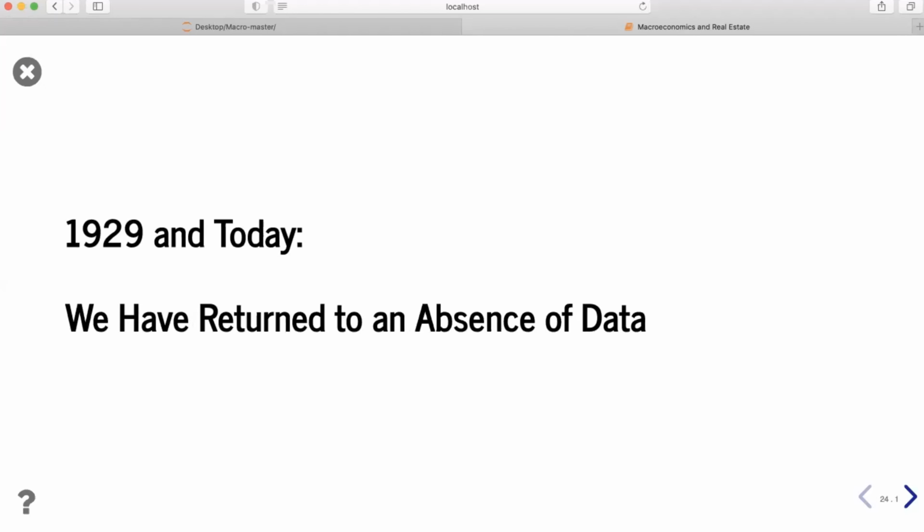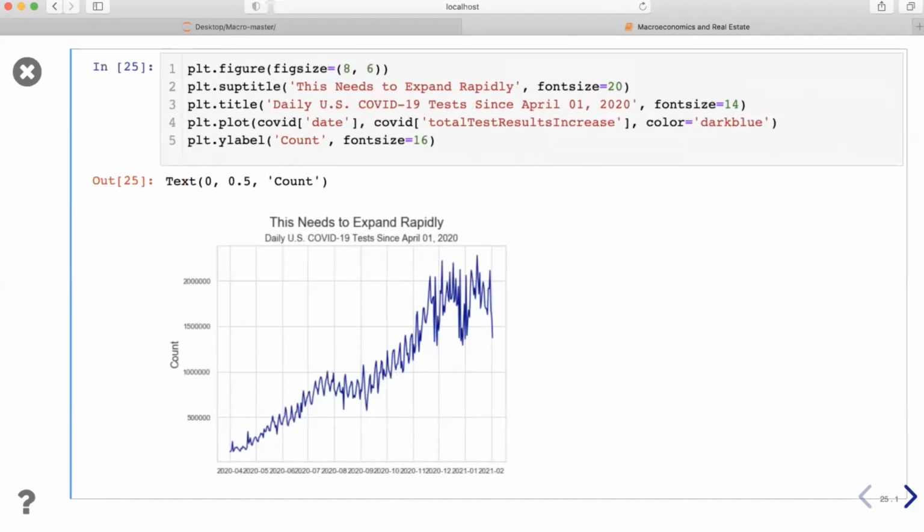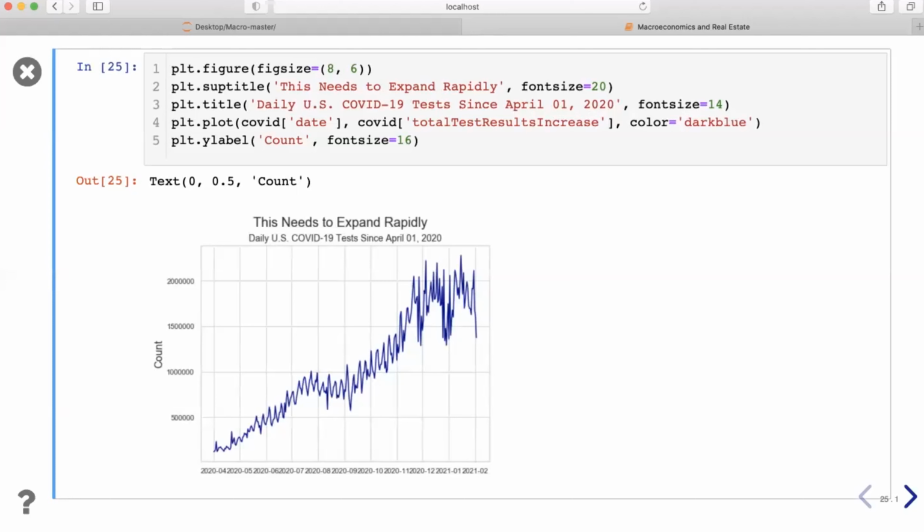So 1929 and today, why do they look similar? Very simple, we've returned to an absence of data. This series is the series of daily US testing for COVID, going back to when we essentially began to do nationwide testing, April 1st, 2020. And you can see each time we expand and then we reach a period of many, many weeks in which the level of testing remains flat. There's no substantive growth. And then we go into a period of growth. But in fact, if you look at testing over the last 2 to 3 months, we are not expanding the incidence of testing for COVID in the US.